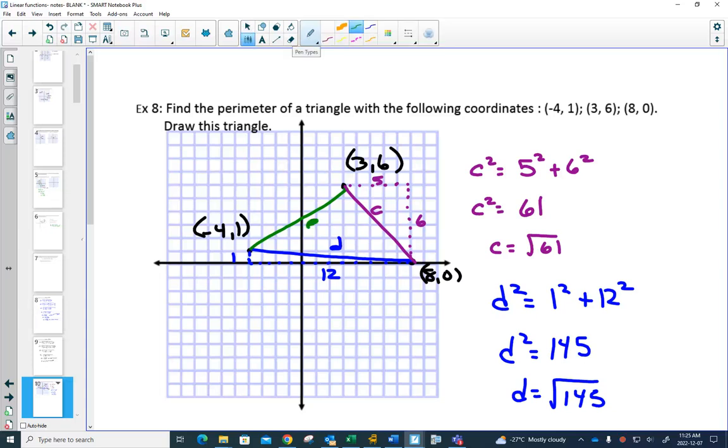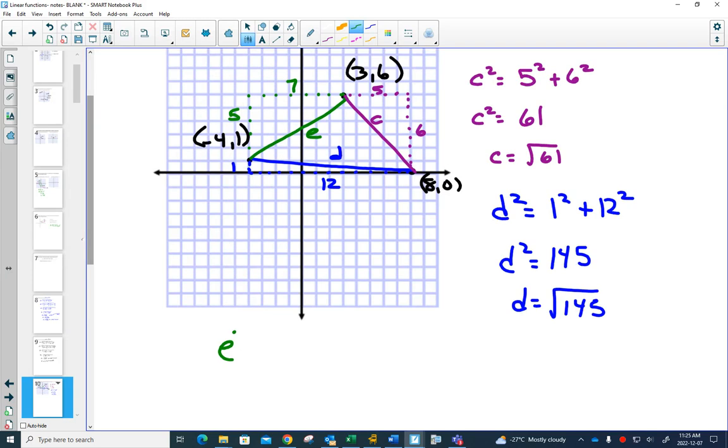And then for e, did we use the... 1, 2, 3, 4, 5. 1, 2, 3, 4, 5, 6, 7. I'll use the letter e for the green one. And so e squared would equal 5 squared plus 7 squared. 25 plus 49.